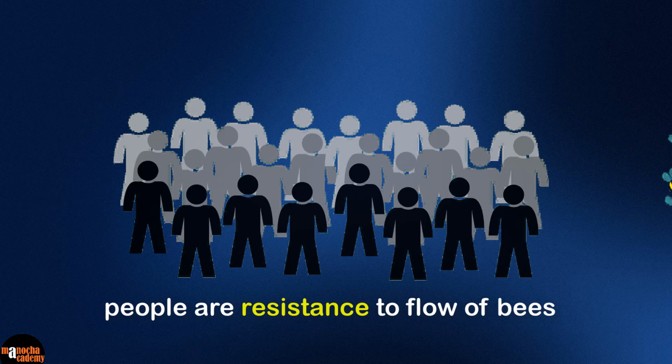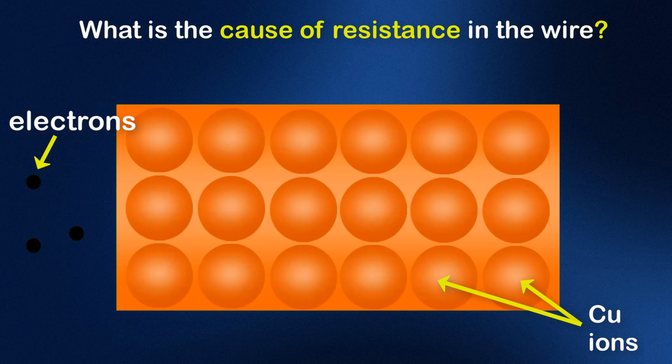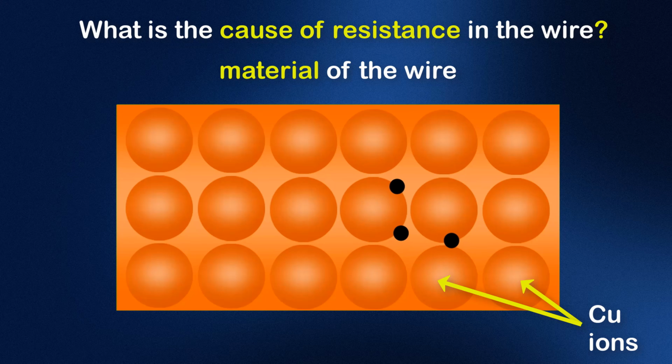So the people are like resistance to the flow of bees. Similarly, the copper ions are resisting the flow of electrons. That's why the cause of resistance is the material of the wire, the copper ions present in the wire.